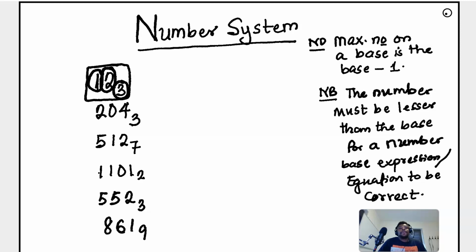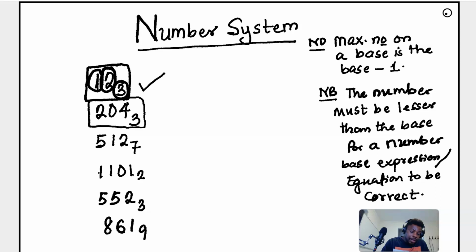Okay, so let's see how this works now. So 12 base 3. What are the numbers? I have 1. 1 is less than 3. 2 is less than 3. So 1 and 2 are less than 3. That means this question is what? Correct. You can see the application now. Let's go to the next question.